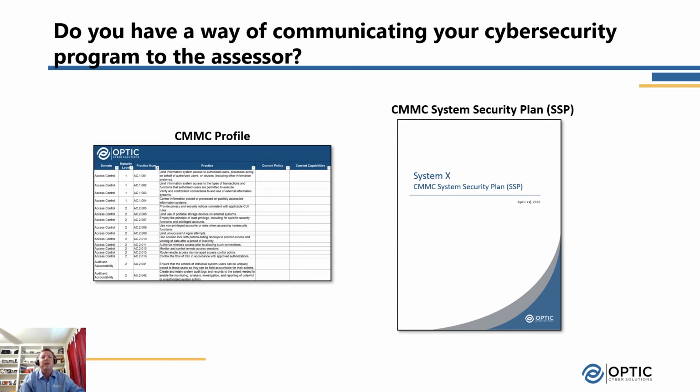If you are a level 3 organization, as you know, you're required to have a system security plan that fully documents the security capabilities within your organization for all 130 of the applicable security practices. So this one's pretty straightforward for level 3, whereas you know you're going to have an SSP to describe your cybersecurity program for the assessor before the assessor comes to complete the assessment.